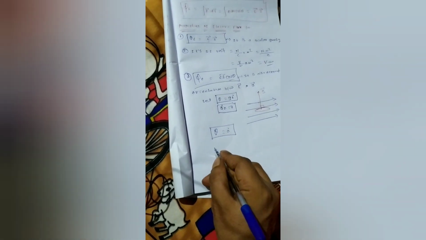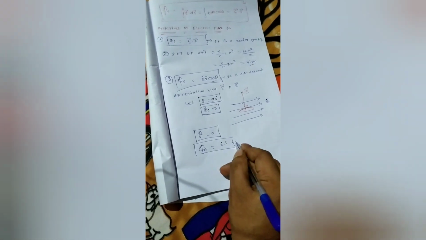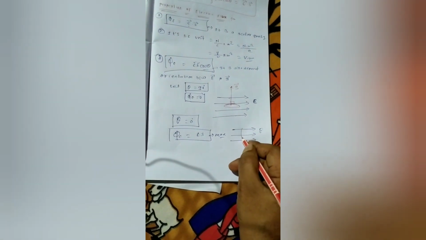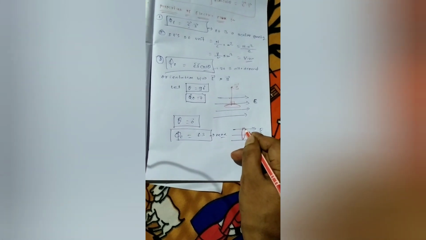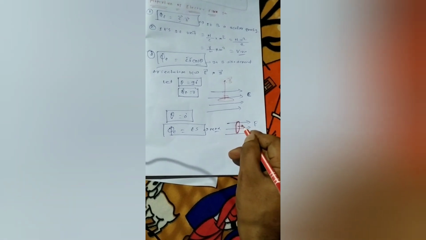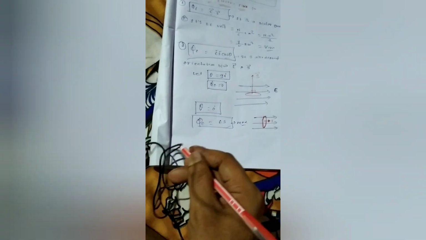Suppose θ is 0 degrees. In this case, the flux will be maximum. This will be ES. Just see like this. This is the electric field, and this is the cross section. Its area vector will be in this direction, because the area vector will be perpendicular to the surface. So both are in the same direction, so the flux will be maximum.